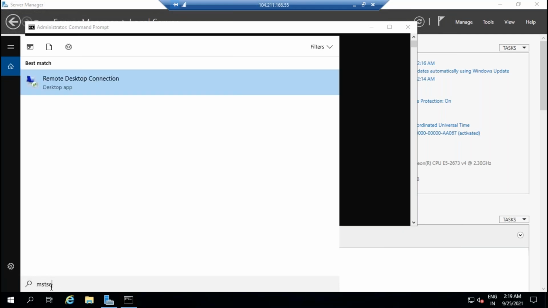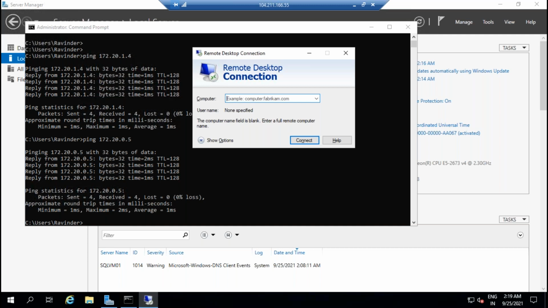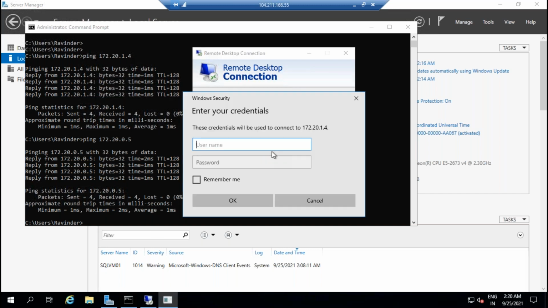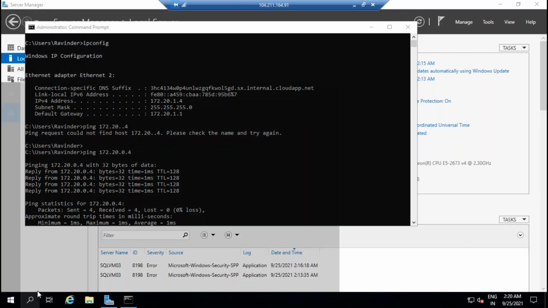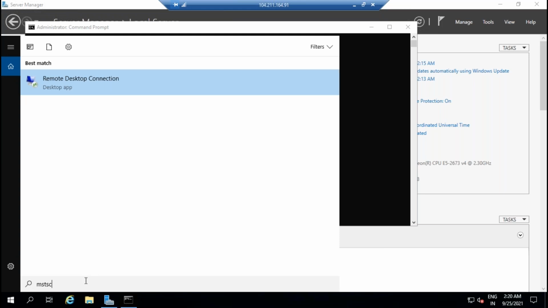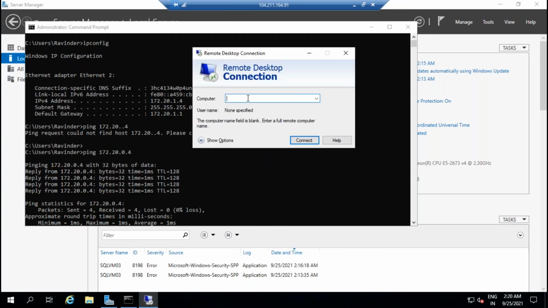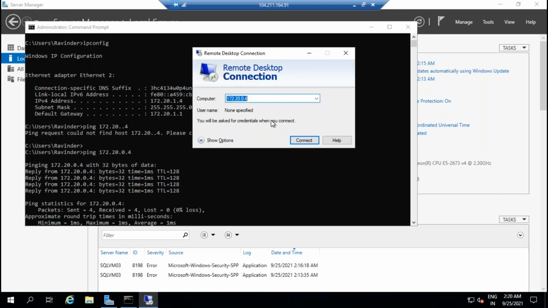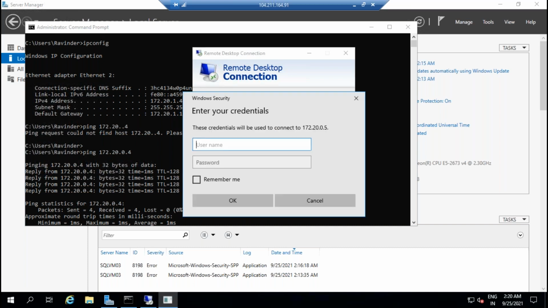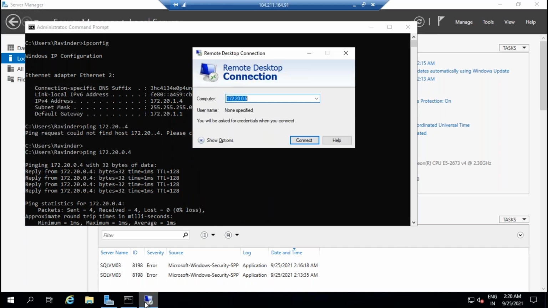Now if I try to talk to VM03, let's do that. MSTSC 172.20.1.4. It will talk. If it loads the RDP session, it means it is able to talk. It's as simple as that. If I come to this VM and place 172.20.0.4, it will talk. There is no restriction as of now. I'm going to restrict it anyway, and show how you can restrict. So now both the VMs are talking.